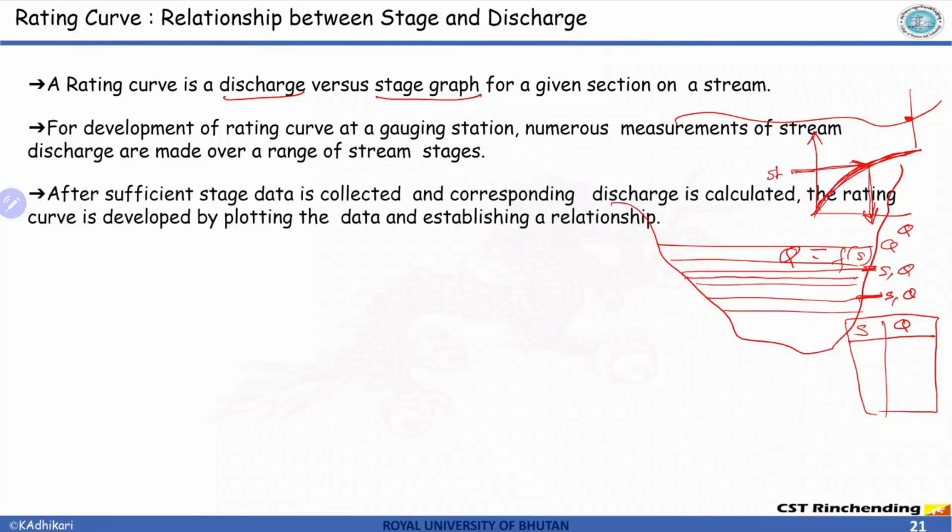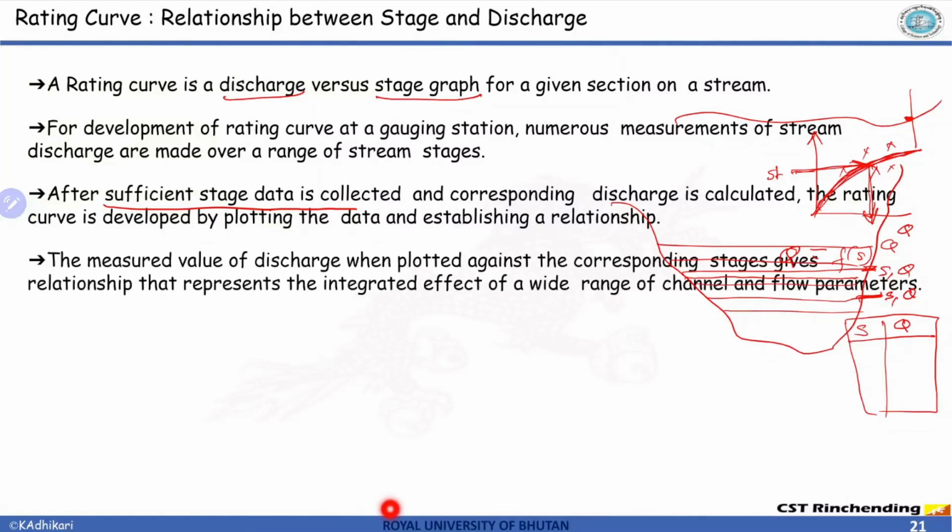As I said, sufficient stage data and corresponding discharge are tabulated. You have to have at least 20 to 50 readings, and only then can you plot a very good rating curve. Or else the data won't be sufficient, and whatever graph you have plotted, whatever best fit line you have drawn, may not be representative of the section.